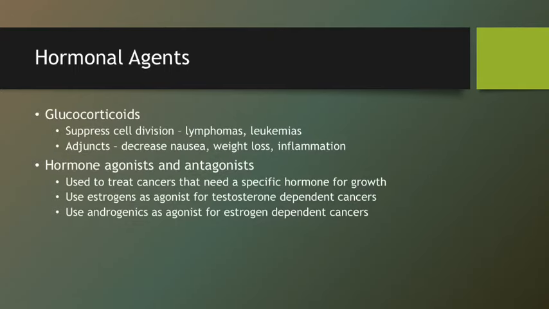And then we have hormone agonists and antagonists. These are used to treat germ cell cancers, or cancers that need a specific hormone for growth. So men who have testicular cancer, you can give them estrogen because it will help decrease the growth. But what kind of side effects is that man going to have? Gynecomastia. Their hair patterns are going to change. They're going to have some atrophy of those male attributes.